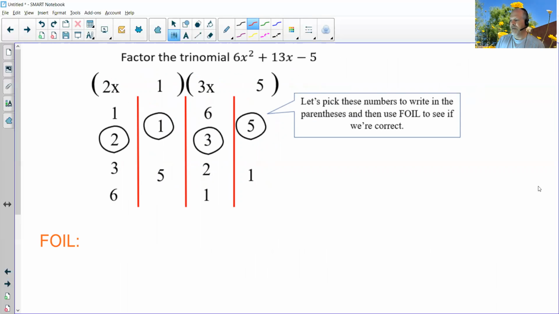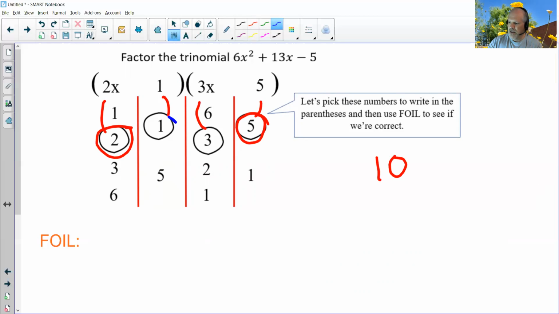So what we have to do is put signs in the binomials. You can see I already wrote the numbers: 2, 1, 3, 5. But now we want to pick signs. If I do outside times outside, I get 2 times 5, which is 10.